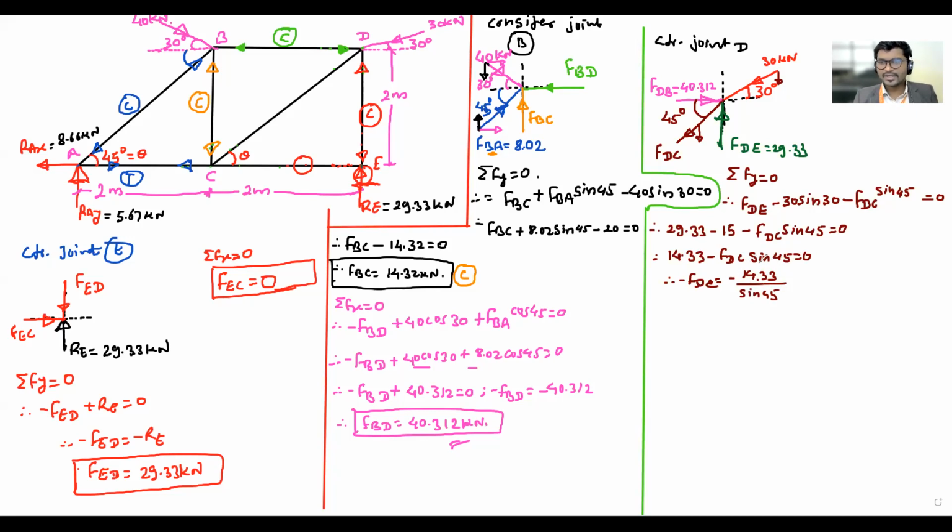I have taken this sin 45 to the right hand side. Now both are negative, so it will become positive. Both sides are negative. F DC is equal to how much? 20.26 kilonewton. It's positive, which means the assumed direction is right. Correct. So transfer that direction of DC.